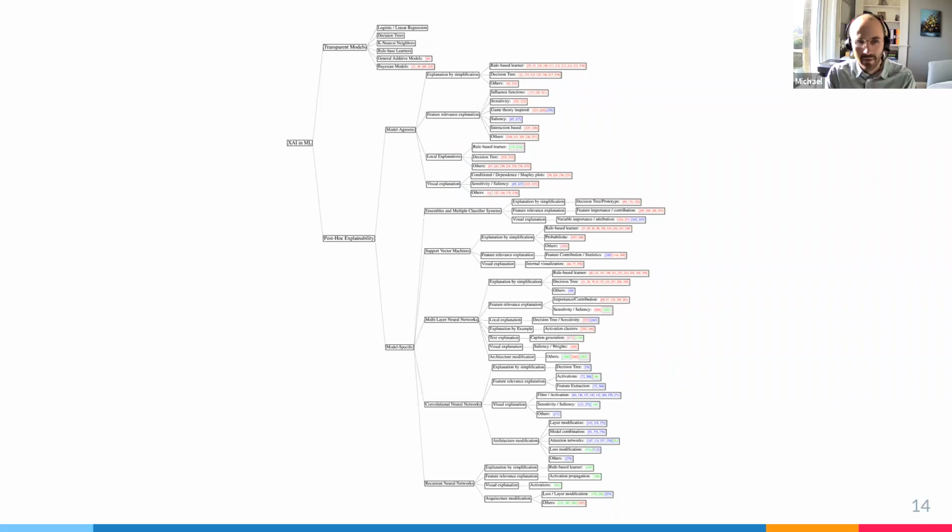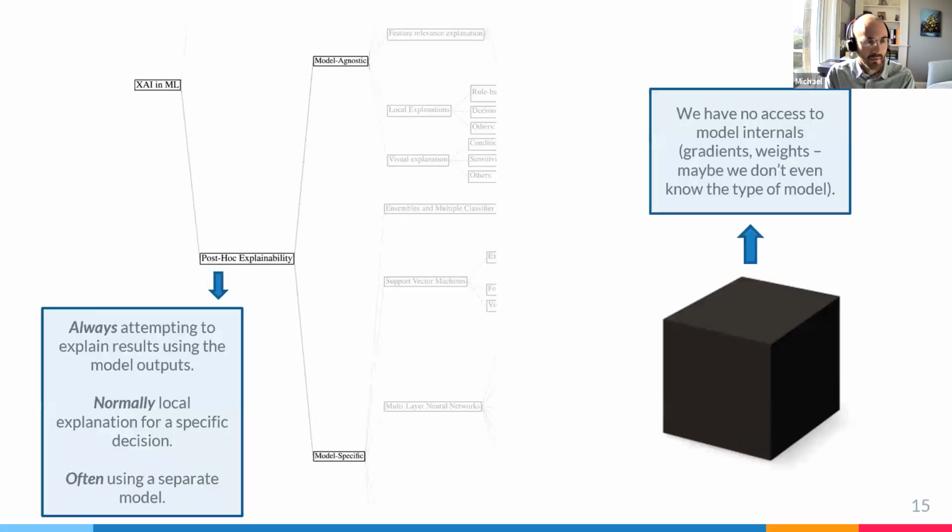The second category is the post hoc explanations, which is the second kind of broad split. And really, what we mean by this is, again, it varies slightly, but what we always mean is attempting to explain results using the model outputs.